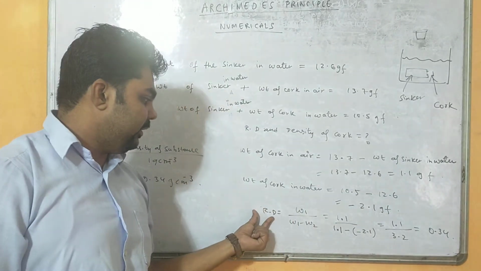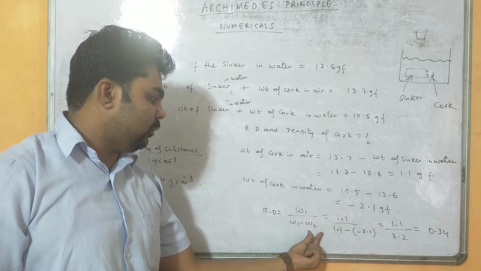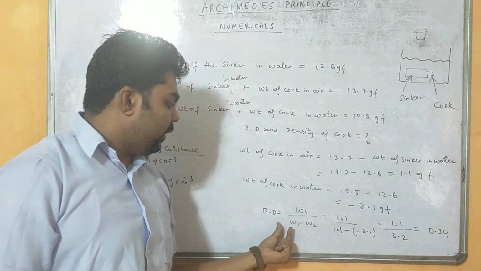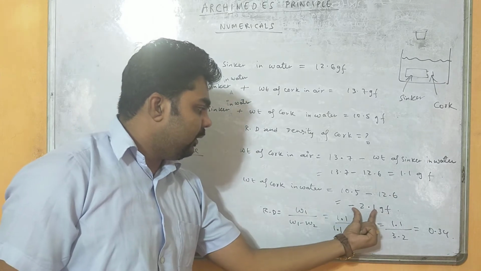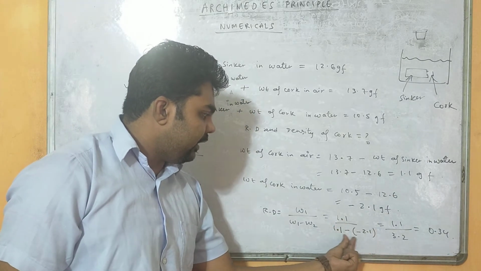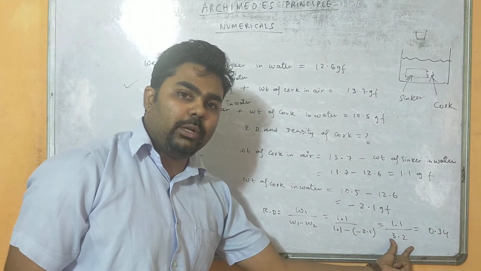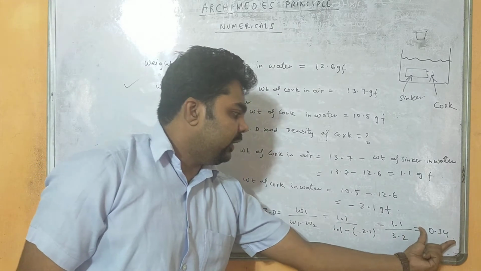Again, relative density equals W1 by W1 minus W2. Weight of cork in air was 1.1, which we got here, and the apparent weight is 1.1 minus of minus 2.1. So minus minus plus. So 1.1 divided by 3.2 will get 0.34.